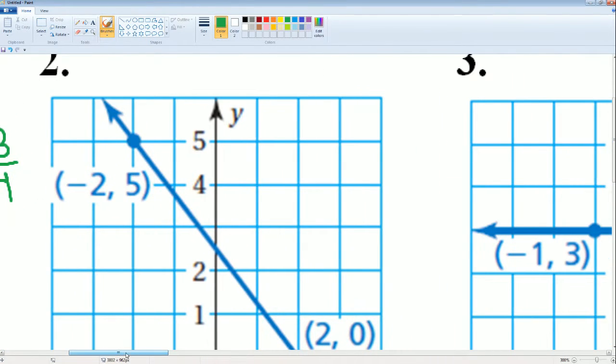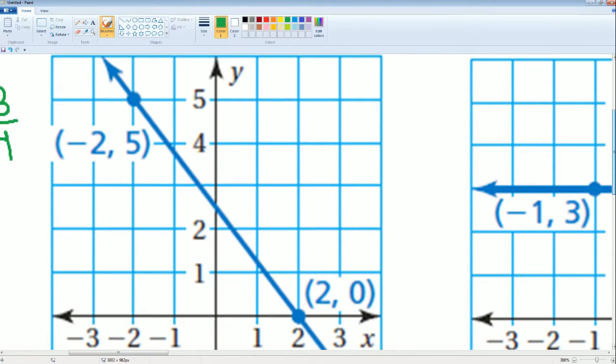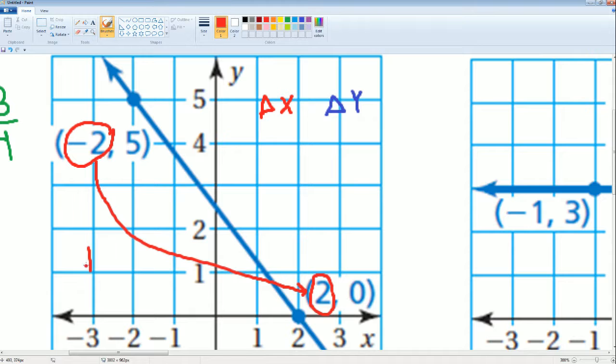Same thing, we're going to repeat this process. Again, what do we have to find? We have to find your delta x. Then we have to find our delta y. Let's find our delta x first. Remember, the first value in your ordered pair is your x. So how do you go from -2 to 2? You add 4. So delta x is add 4.